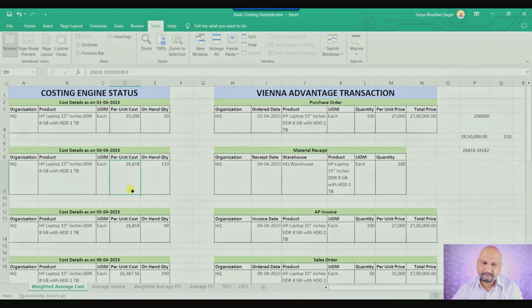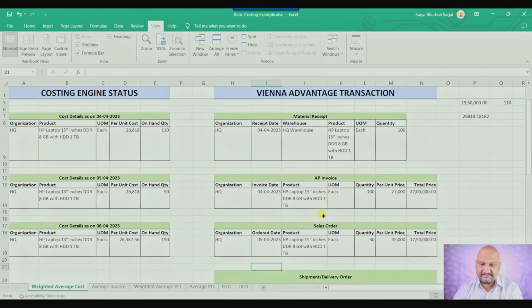26,818.18. So this becomes the status when I have procured my material and there is a certain cost available for the product. That is basically the weighted average cost. Let's move on to the next transaction.